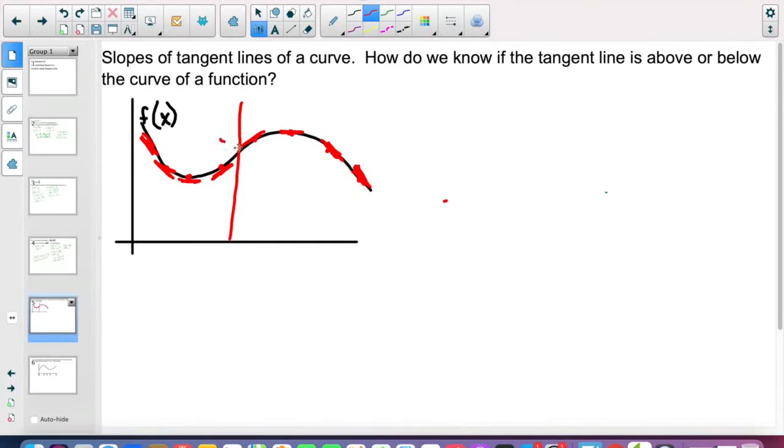Well, let's talk about what happens at this spot where this function changes from concave up to concave down. If concave up is positive and concave down is negative, wouldn't the second derivative at the inflection point, or where concavity changes, have to be zero? So the second derivative is zero when the inflection changes, from concave up to concave down, or vice versa, concave down to concave up.